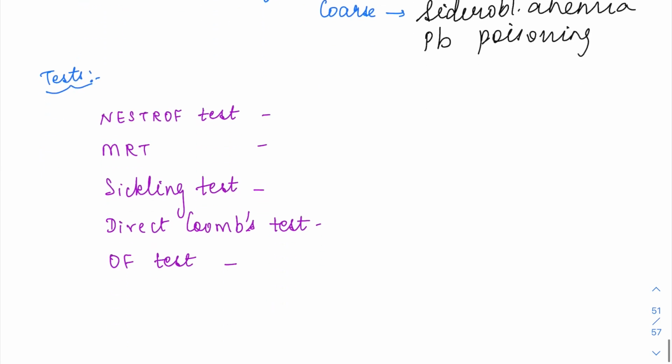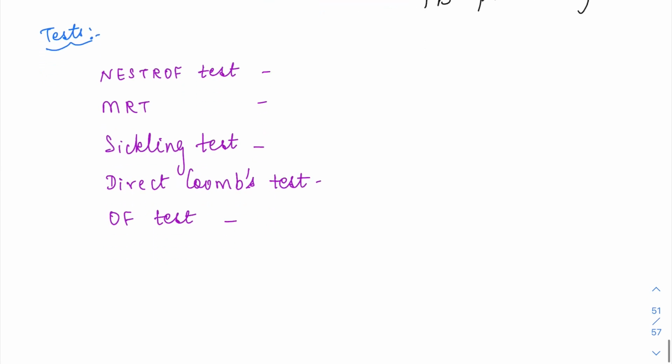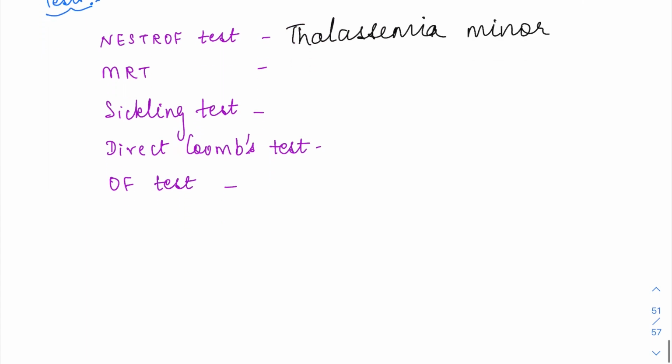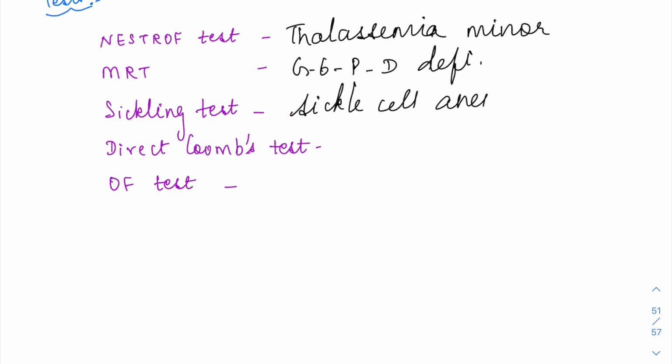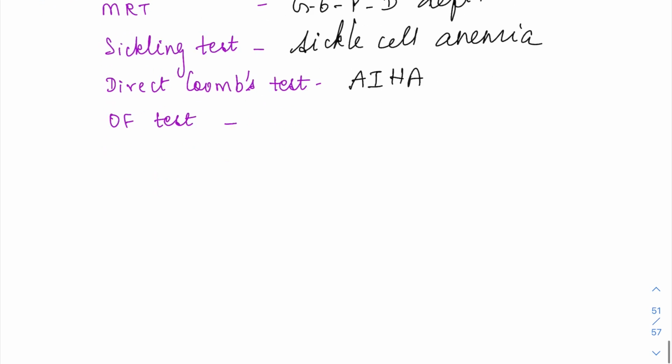It's just a nutshell here. So again, we saw many screening tests, right? So again, that is a recap given here. So Nesterov test was the screening test used for thalassemia minor. MRT is methemoglobin reduction test, which is a screening test used for G6PD deficiency. Then sickling test, as the name suggests, is for sickle cell anemia. Direct Coombs test is going to be positive in autoimmune hemolytic anemia. Osmotic fragility test is going to be increased in HS. Okay.